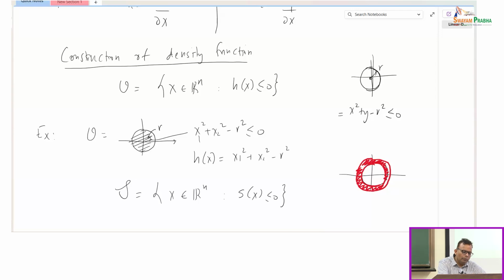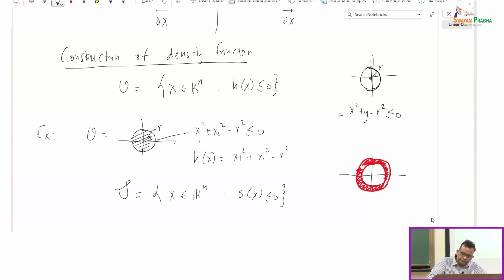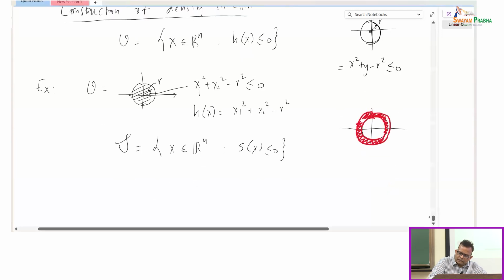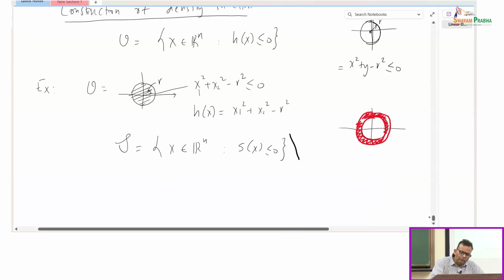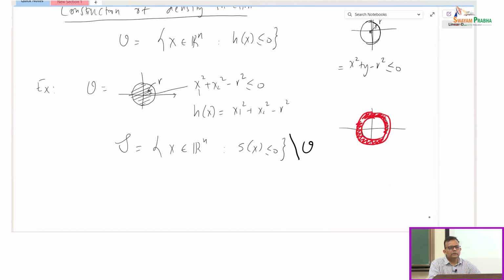Okay, so that sensing region is now described using S of x less than or equal to 0, minus the obstacle set. So this S of x less than or equal to 0 will be the entire thing, and then you take away the obstacle set from it. So you subtract those two sets, and that gives you the sensing region, which is sort of an annulus region in this example I'm constructing.